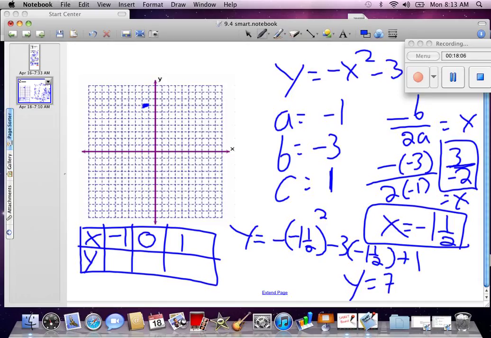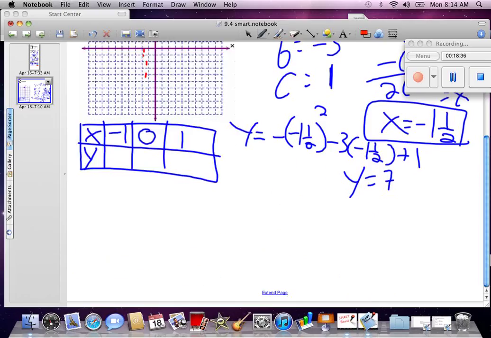Can't we use the same numbers? Nope, it's going to be different every single time. Because your vertex, which is this that I made right here, which makes your axis of symmetry, which is right down here, is going to be different each time when you want numbers on either side of that. If your answer is like negative 7 for X, you do not want to do negative 1, 0, and 1. It's not going to make a U.